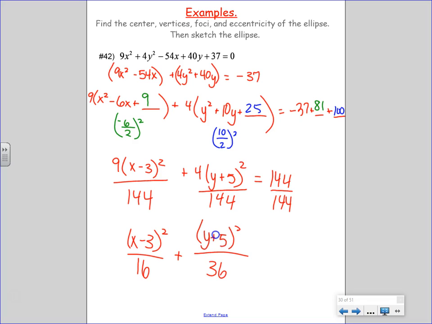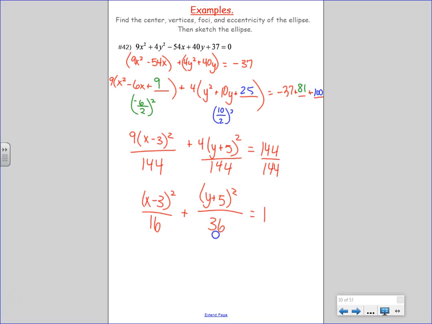I forgot my square again. Reduce, 9 goes into 144 16 times, 4 goes into 144 36 times. It took us a little while, but this is golden. This is prime. It's ready for us just to go graphic. We're not even done. No, super close.